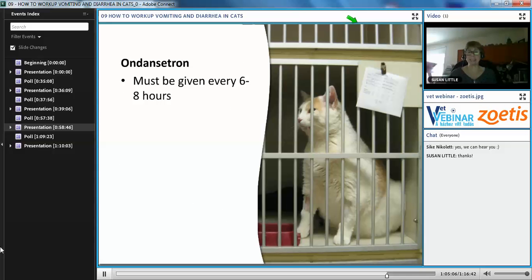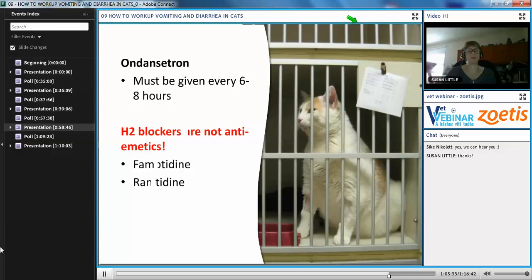Another potential drug is ondansetron. But it must be given every 6 to 8 hours. That's fairly new information. Some of the older formularies will mention giving it twice a day. Turns out that's not enough. We also probably need to be at the high end of the published doses, around 1 milligram per kilo, every 6 to 8 hours. So maropitant is just more convenient to give, and it's got a very proven track record.